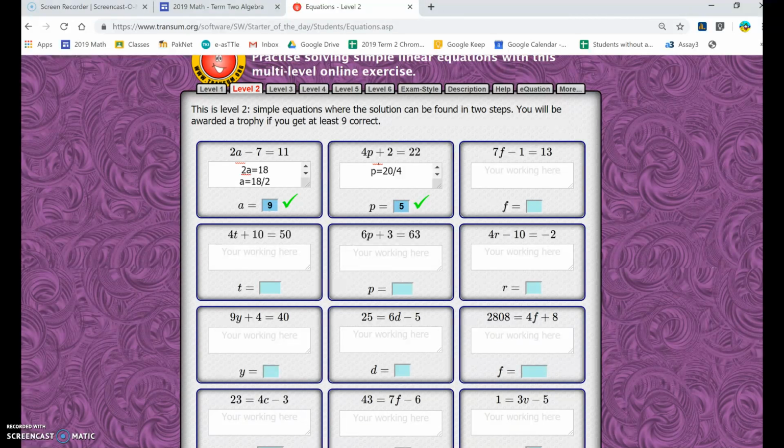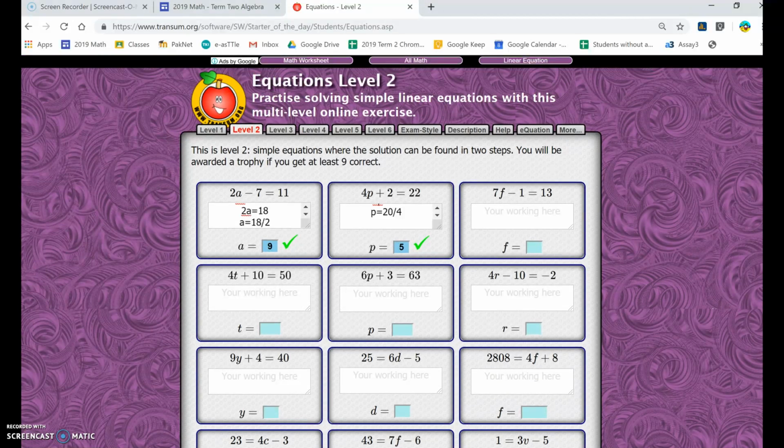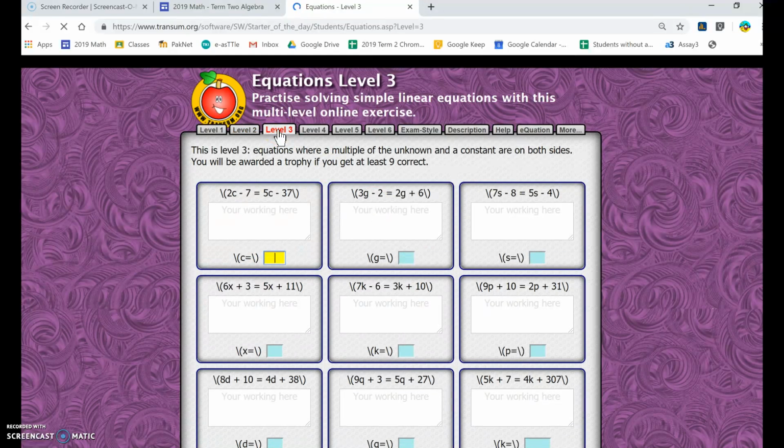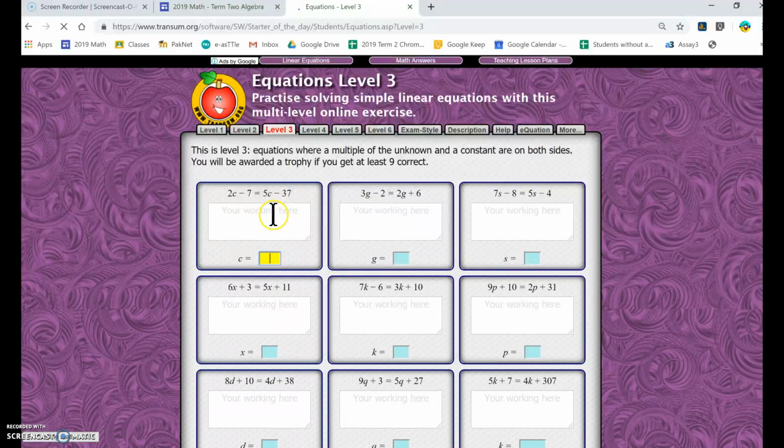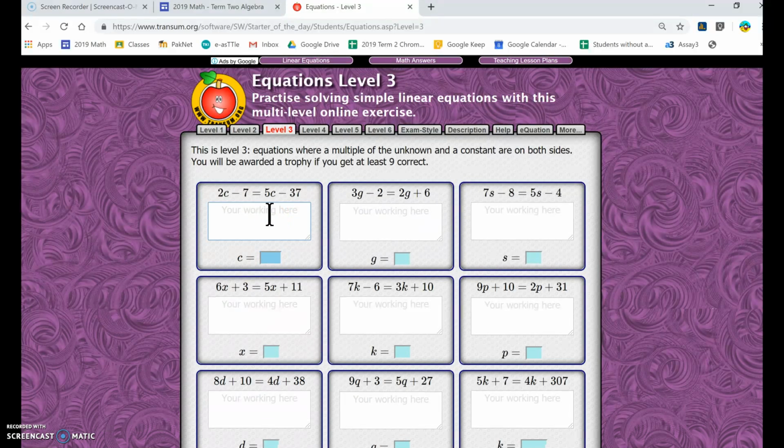I think that'll be enough. See how many levels you can get to. Maybe I should have a look at level 3. This one you might want a bit of a hand with. So I'm going to have 2c minus 5c equals minus 37 plus 7.